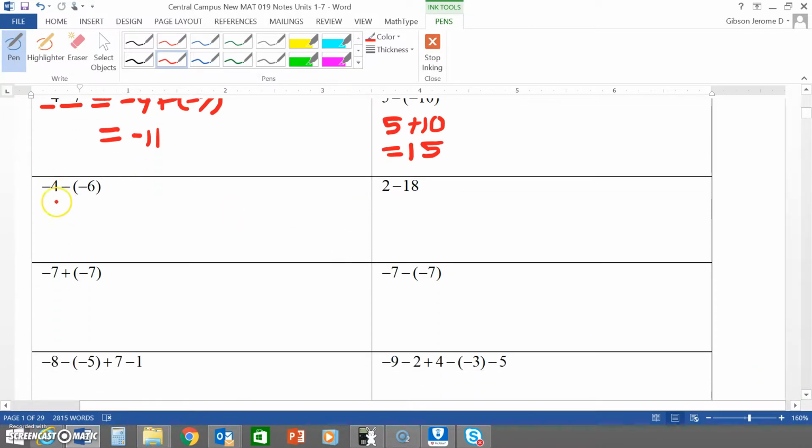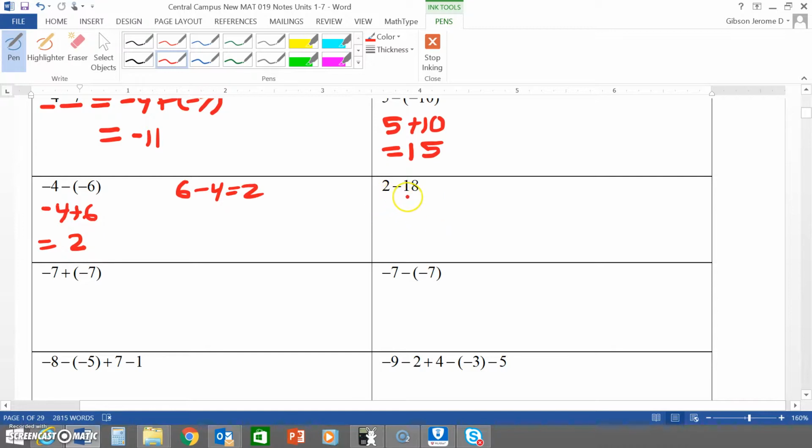Now, we have negative 4 minus a negative 6. So this would be negative 4, and minus a negative 6 would be plus 6. So negative 4 plus 6 will give us positive 2. Because remember, in your mind, you would be thinking 6 minus 4, which is 2. And since 6 is larger than 4 and is positive, 2 will remain positive.